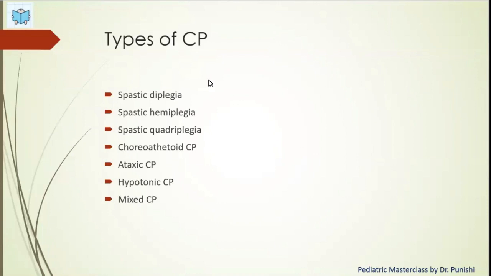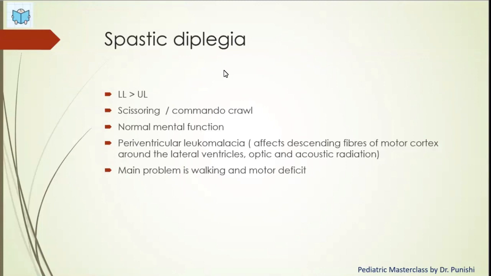So these are the types of CPs you can have. You can have spastic diplegia, spastic hemiplegia, spastic quadriplegia, etc. Let's look at a few salient features in each of these common varieties. When you have spastic diplegia, the lower limbs are involved more. Because of the involvement of the lower limbs, you will have scissoring or the commando crawl because of adductor muscle spasm. Importantly, they have normal mentation. Developmentally they will be fine, but they will have a severely impaired motor component.